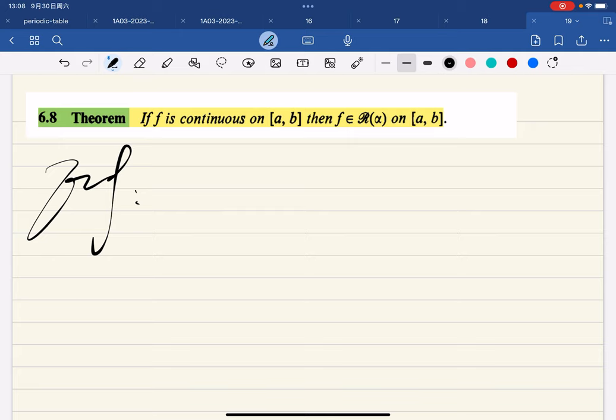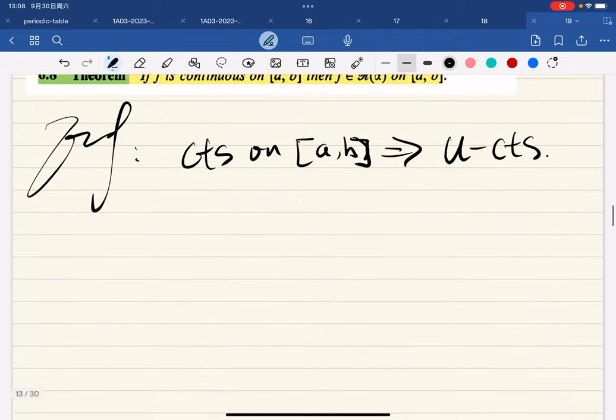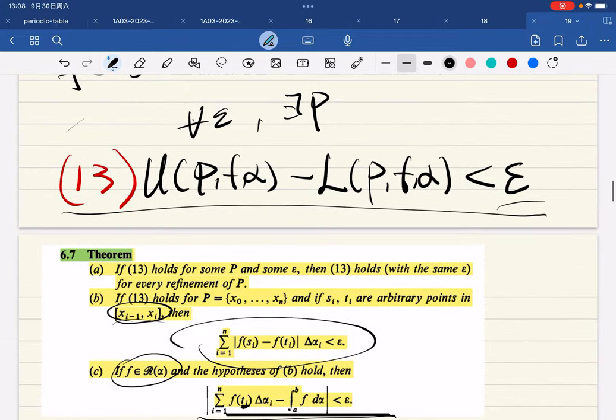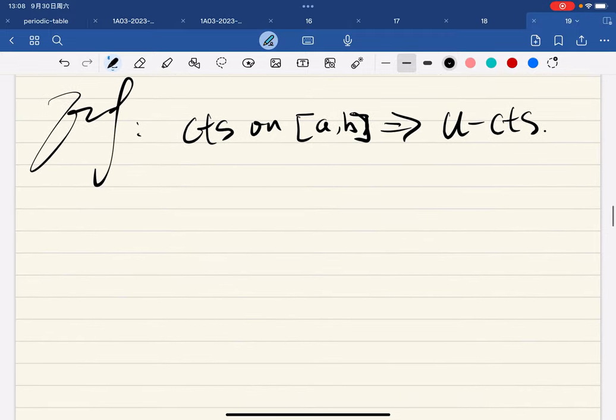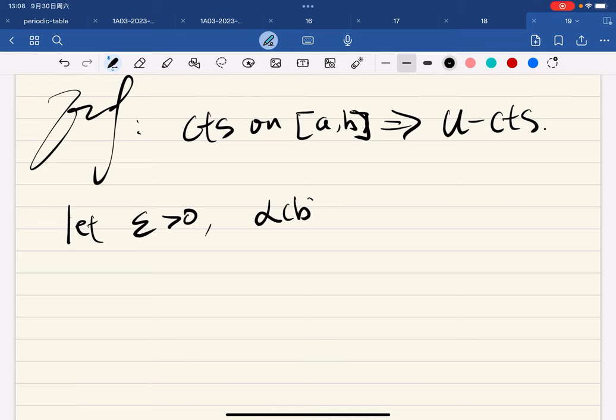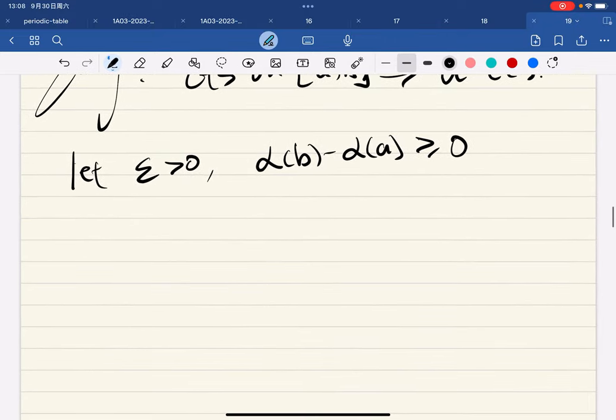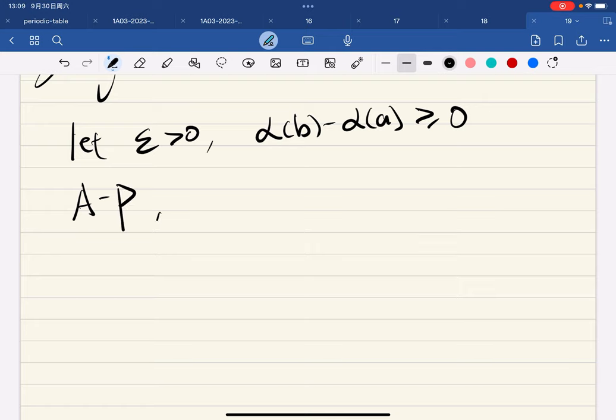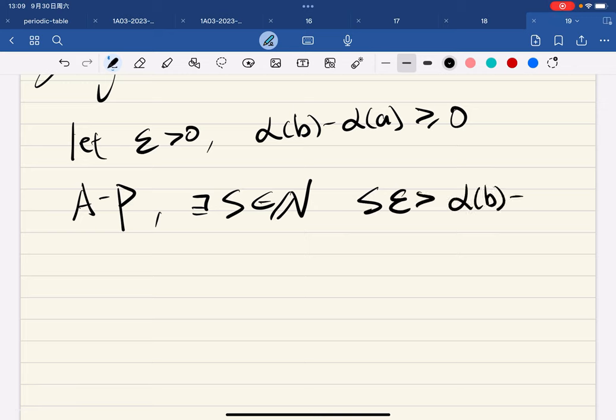Well, if you take a look at this, it is continuous on a closed interval, which implies that it is uniformly continuous. And we use the equivalence proven above here, right? Then, if we let epsilon be greater than zero, we know that alpha is monotonically increasing. And again, by the Archimedean property, AP, there exists S such that S times epsilon is greater than this.